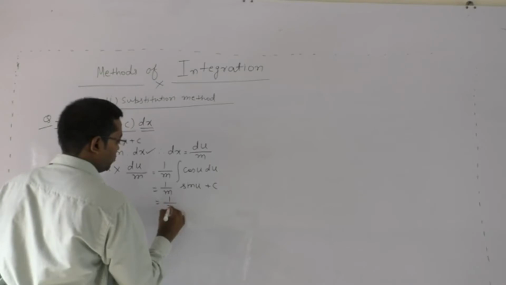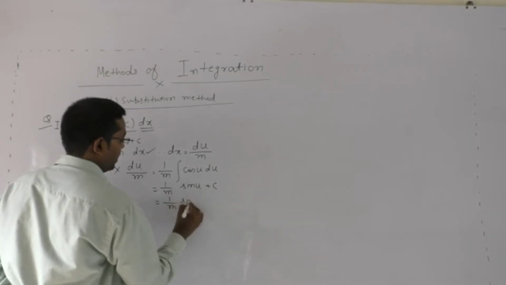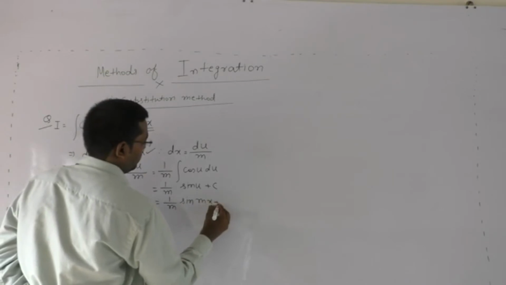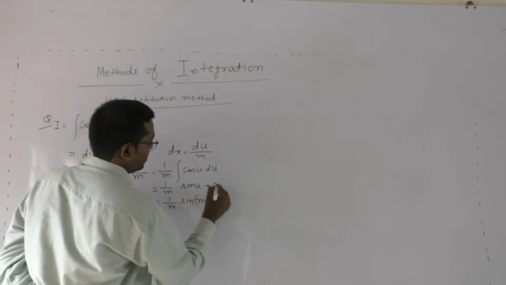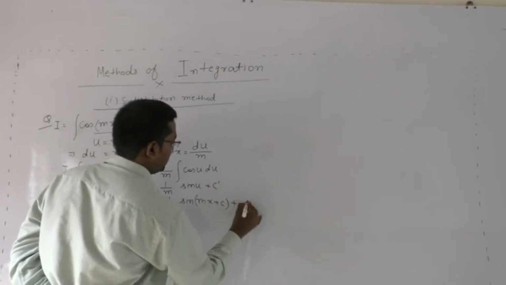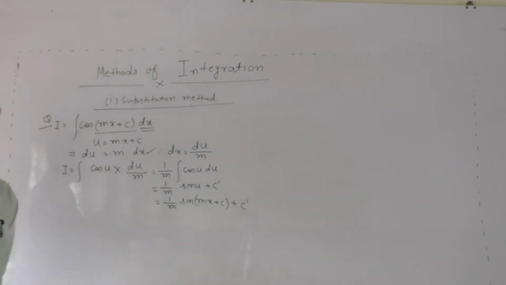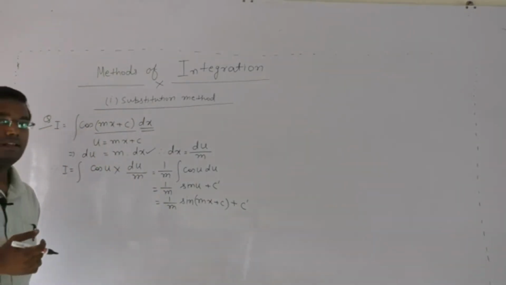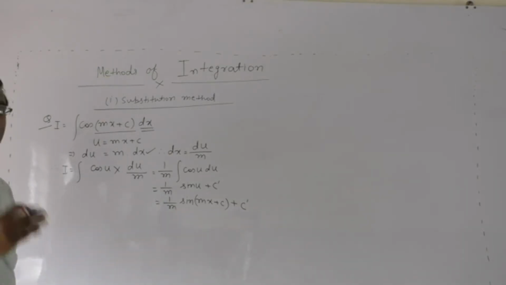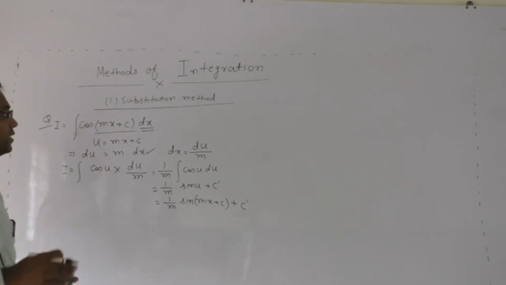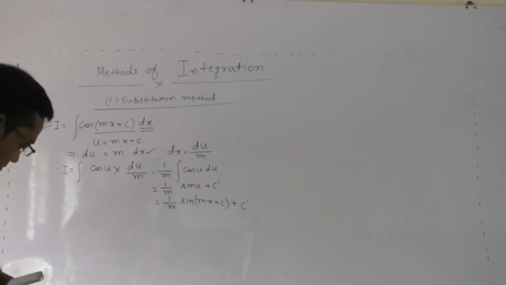That we can write 1 by m into sin u. What is u? mx plus c. Here c is there, so we can assume some other constant c there. So this is the integration of this function using substitution method. The only work of substitution is to reduce the complexity of the integration, so that we can integrate the function easily. Let's see the next question.